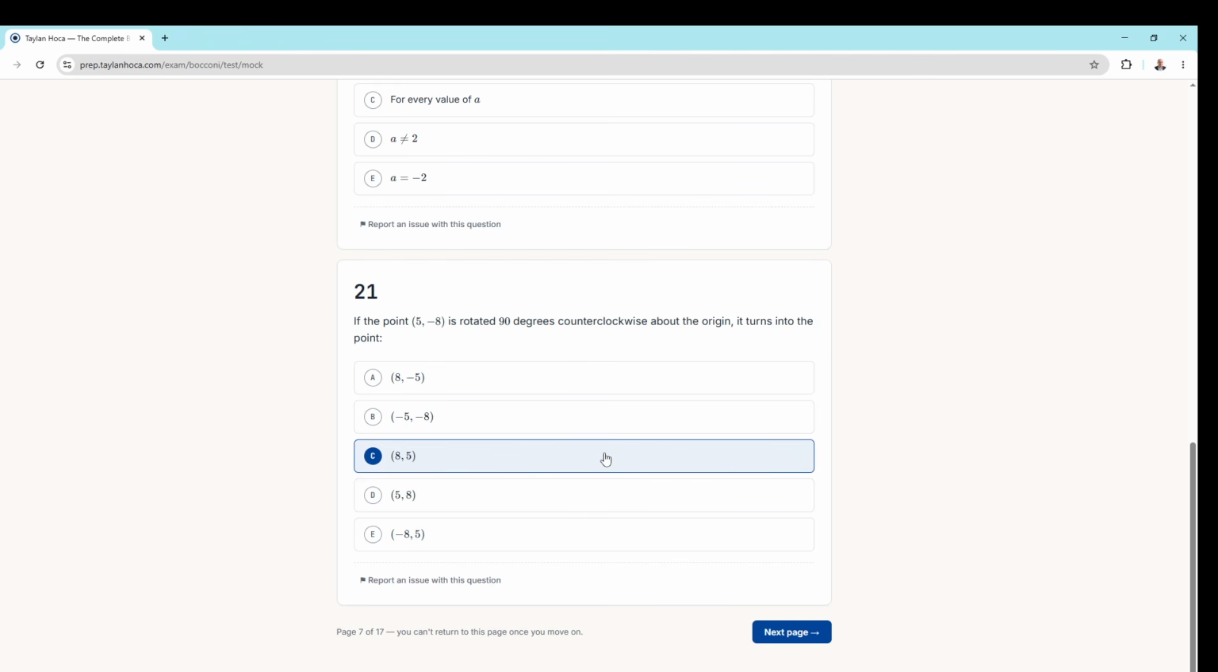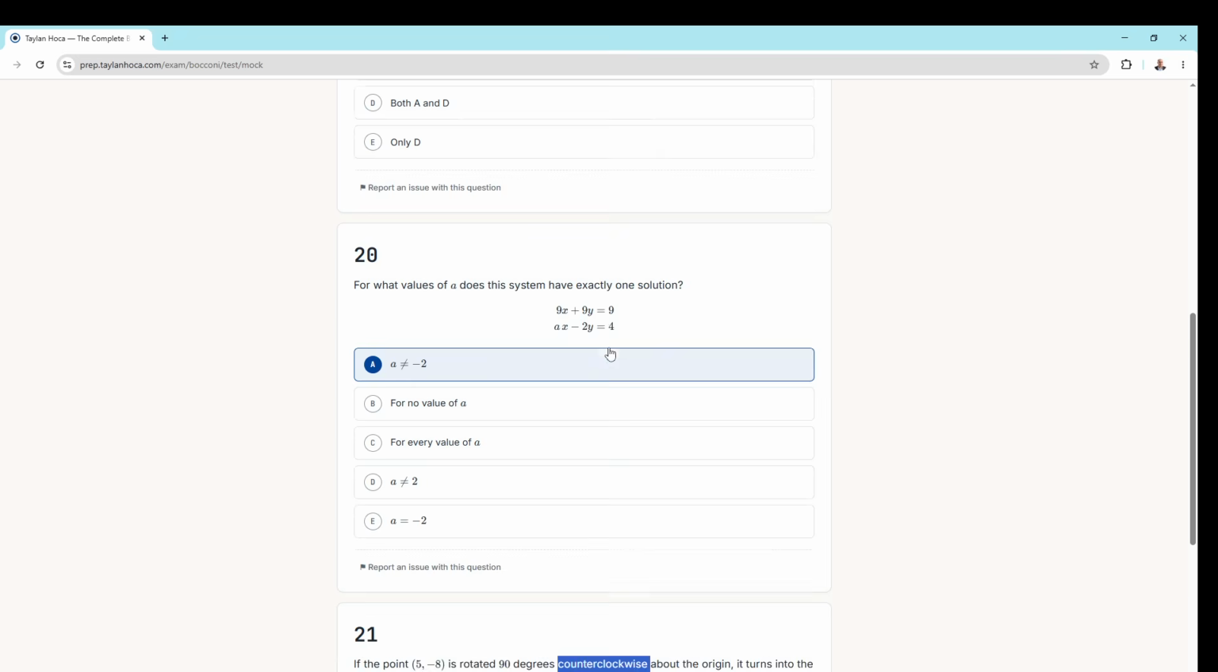Another check: think of those as vectors, their scalar product must be 0. 8 times 5 is 40, minus 8 times 5 is minus 40. So it's 0. So counterclockwise was very important here. It was quadrant 4, and when it is rotated counterclockwise, it comes to the first quadrant, which is up and right. All right.